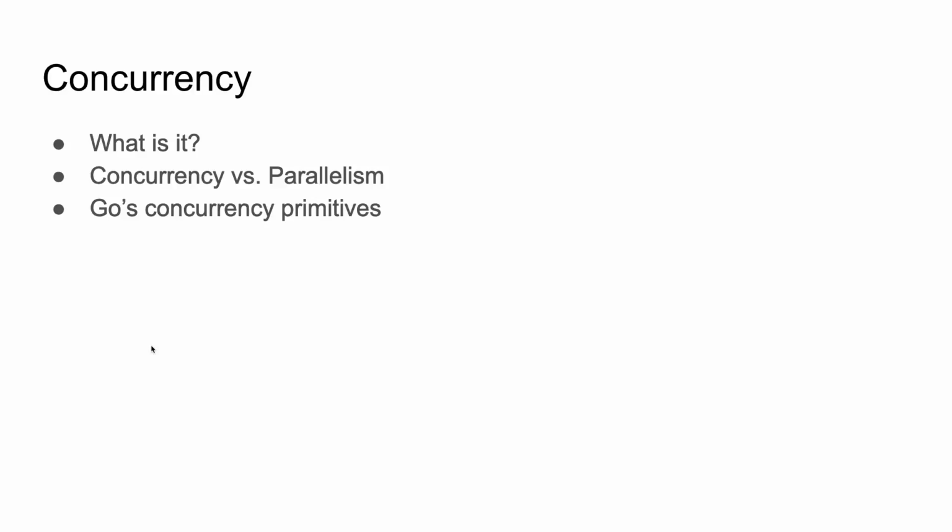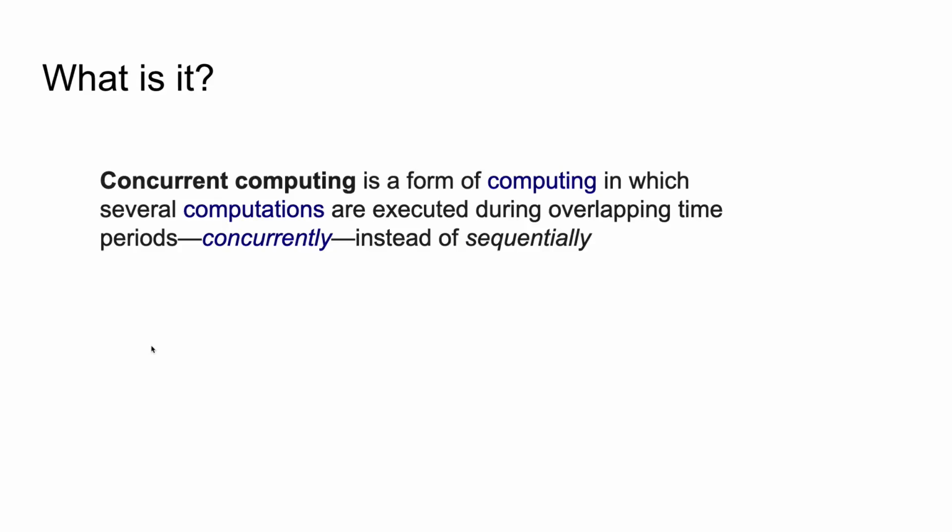So just so we're all on the same page, I don't love putting a Wikipedia definition on this slide, but this is the Wikipedia page for concurrent computing. And I think that it pretty nicely explains what we're talking about when we're saying concurrent computing. It says concurrent computing is a form of computing in which several computations are executed during overlapping time periods, concurrently instead of sequentially.